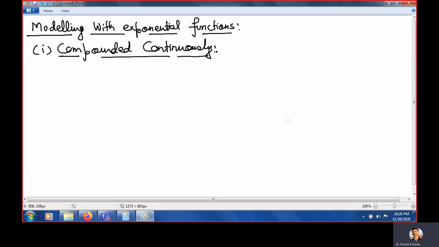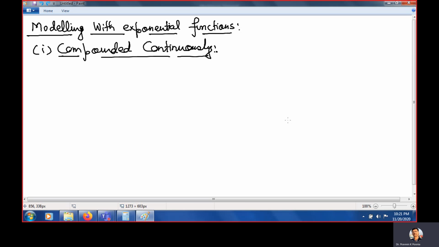Hello students, this is week 7 lecture number 2 and in this lecture we are going to complete chapter number 2. That means this is the last topic for chapter 2, modeling with exponential function. What is the meaning of modeling? Modeling means transformation of some real problem into a mathematical problem. Clear? So in this lecture I will explain 4 questions.